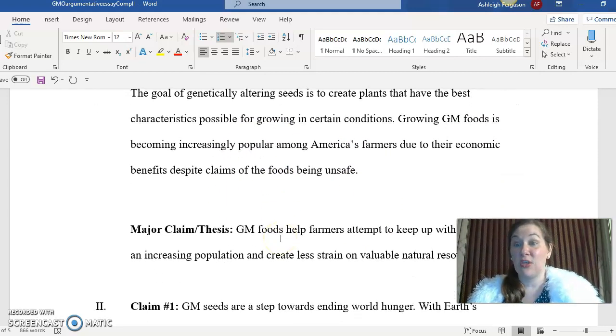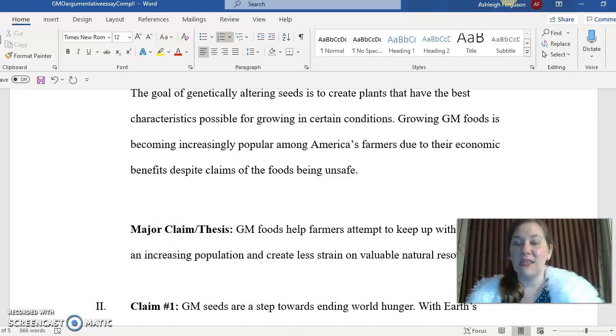Then notice he goes into his thesis. Now his thesis very clearly mentions his topic, GM foods, but also he overviews his two reasons that he supports GM foods. He says GM foods help farmers attempt to keep up with the hunger of an increasing population, so that's his first reason, and create less strain on valuable natural resources. That's his second reason. Now, you can have a thesis statement like this, where you actually physically list your two reasons, or you can have a thesis statement, a major claim that just in general overviews that you agree or disagree with the particular technology you're discussing.